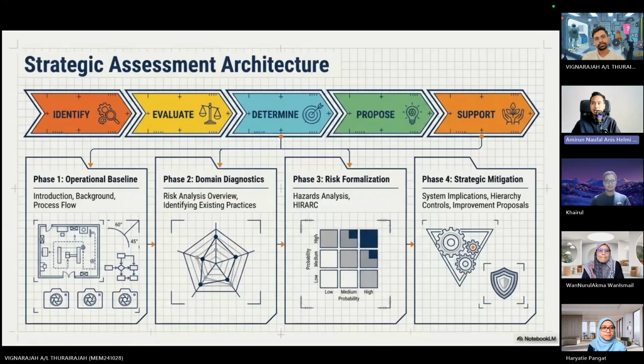So for this group project, I pass to Khairul first to present on the introduction and the assessment of this group project. Pass to you, okay, Khairul. Thank you, Mr. Nova. I will present the architecture of our group study, and also the background of the company.